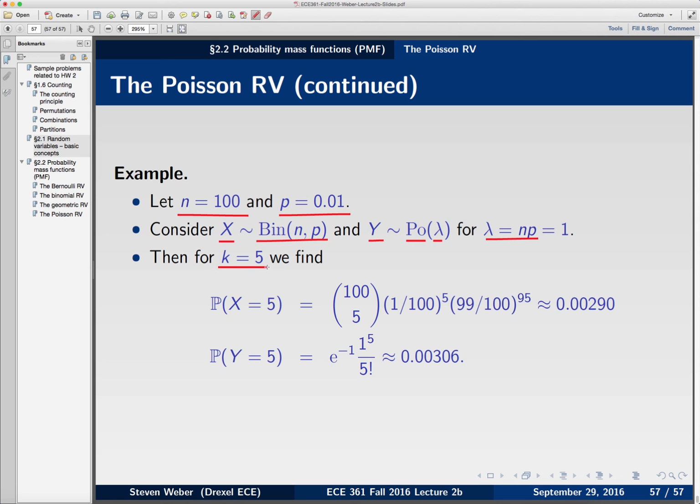For example, for k equals 5, we can compute the probability mass function for x as 100 choose 5, times 1 over 100 to the power 5, times 99 over 100 to the power 95. And you'll need a pretty good calculator and probably a computer to compute this to be 0.0029. On the other hand, we can compute the PMF for y, the Poisson random variable, at 5, to be e to the minus 1, recall that lambda is 1, times 1 to the 5th, over 5 factorial, which equals 0.00306, fairly close to x.